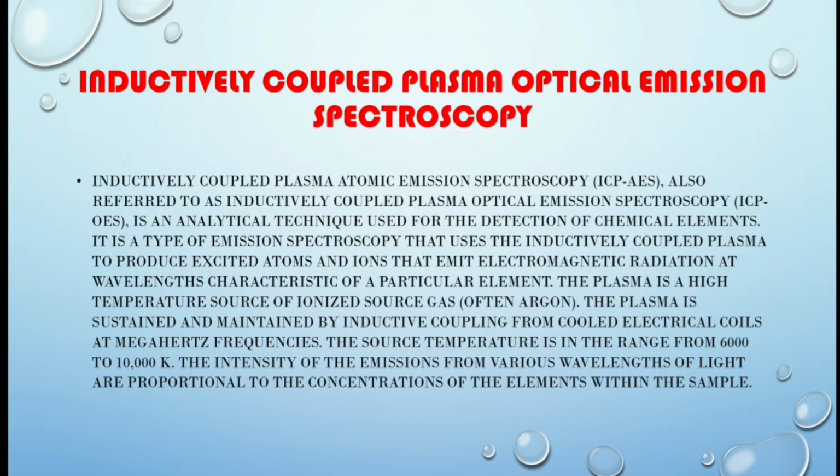The plasma is a high temperature source of ionized source gas. Often it consists of argon. The plasma is sustained and maintained by inductive coupling from cooled electrical coils at megahertz frequencies.